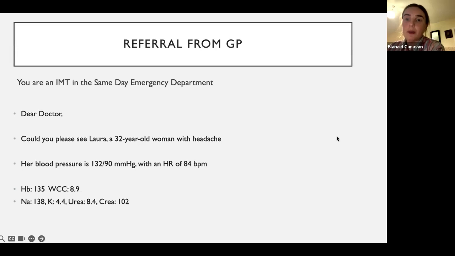Investigations I'd like to do would be full blood count, renal function as already tested, and then I'd like to do prolactin level, growth hormone level, insulin-like growth factor. I'd like to do LH and FSH, and I'd like to do an MRI of the pituitary, and probably first before that I would do a CT brain to check for any obvious space occupying lesion.